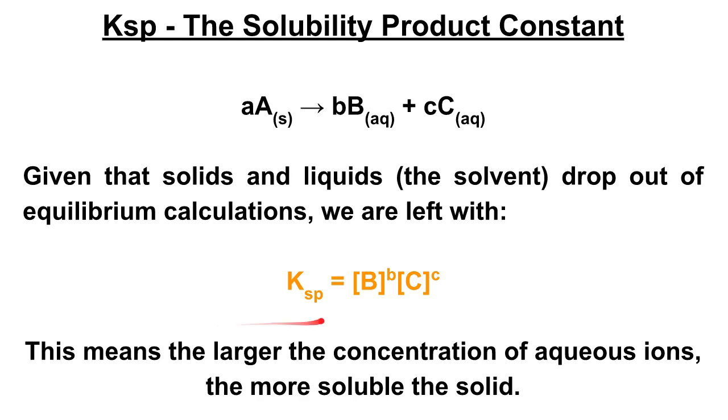So what this says is, remember that B and C in brackets are concentration, molarity, right? So as the molarity of B and C increase, that is saying that the solubility of the aqueous ions is going to be going up, so therefore KSP is going up. It's all about solubility. It's saying the higher these concentrations are, it means the more solid has dissolved, and therefore the more soluble that solid is in a given solvent.